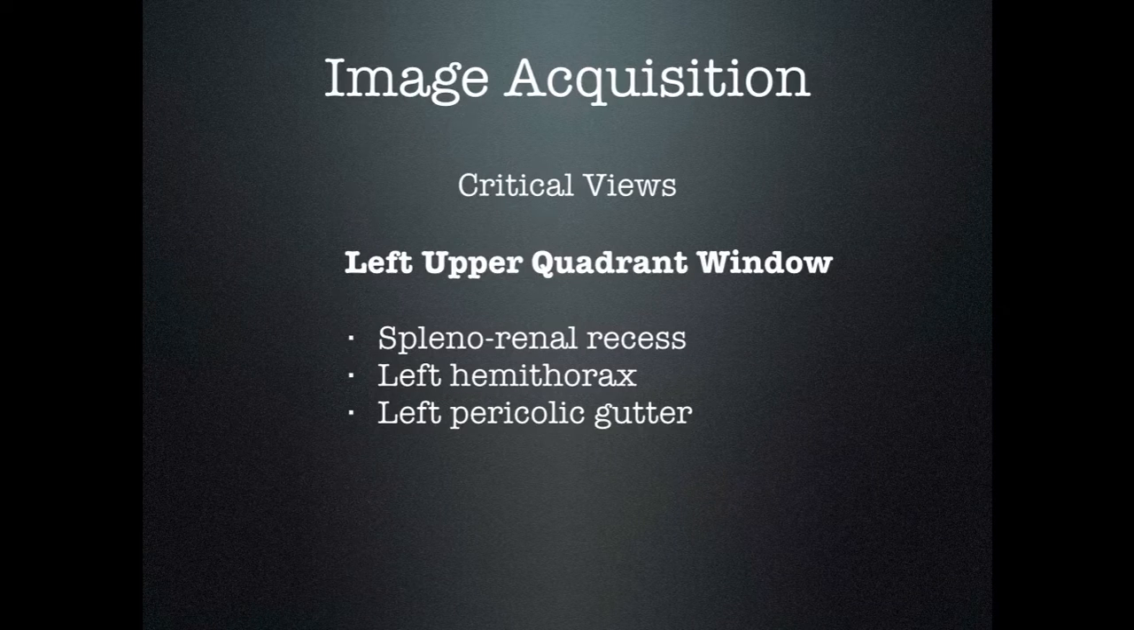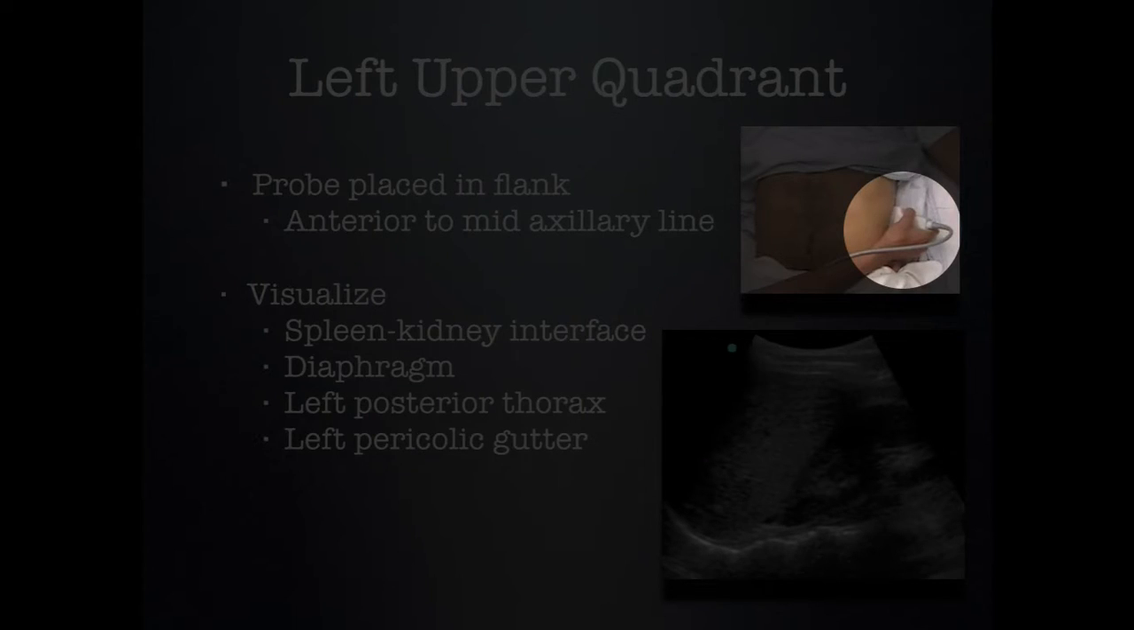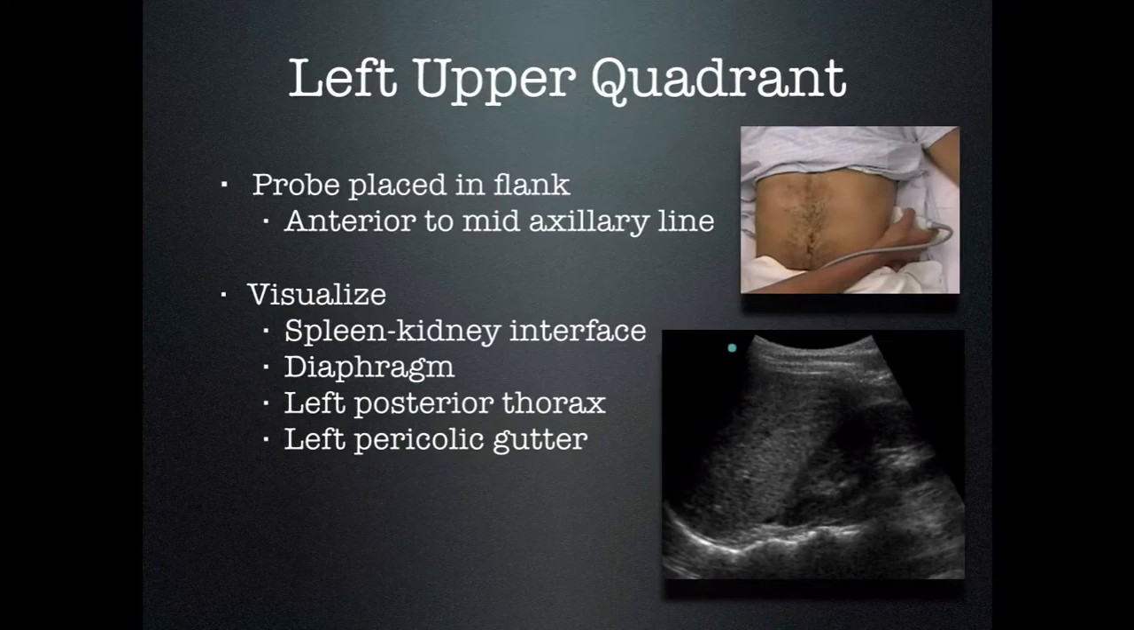The next critical view is the left upper quadrant window. Here we're looking for the splenorenal recess, the left hemithorax, and the left paracolic gutter. This is very similar to the right upper quadrant view. The difference is in the left upper quadrant view, your probe will be further back towards the bed. So place your probe in the left upper quadrant. I generally place my hand on the bed and angle up slightly.